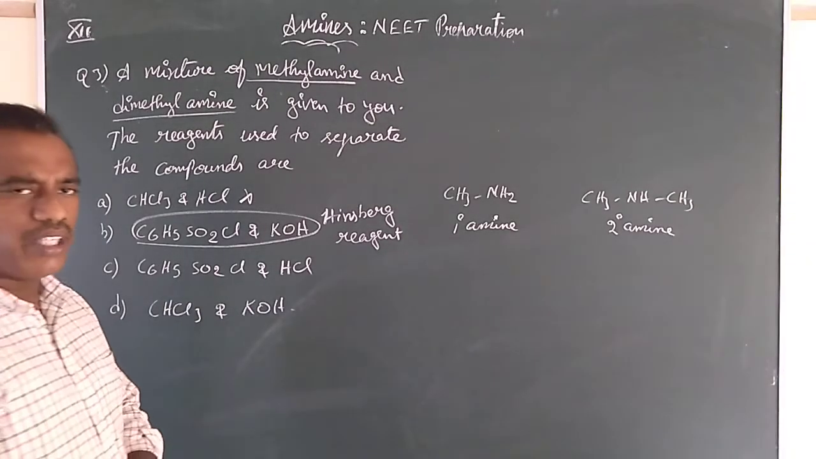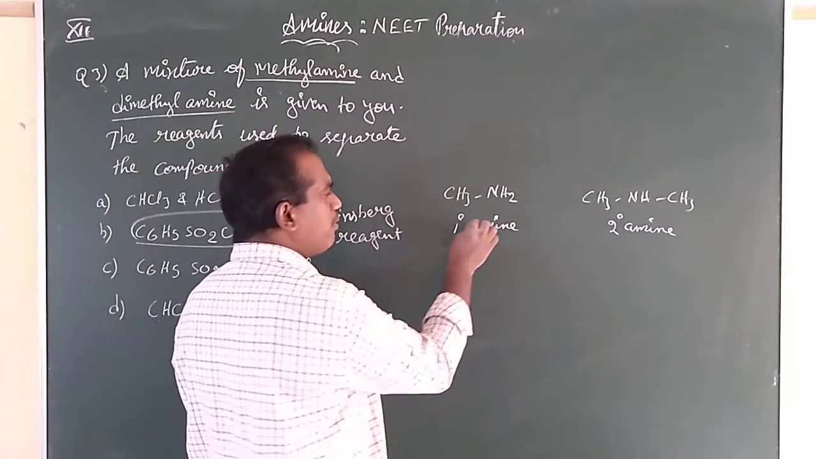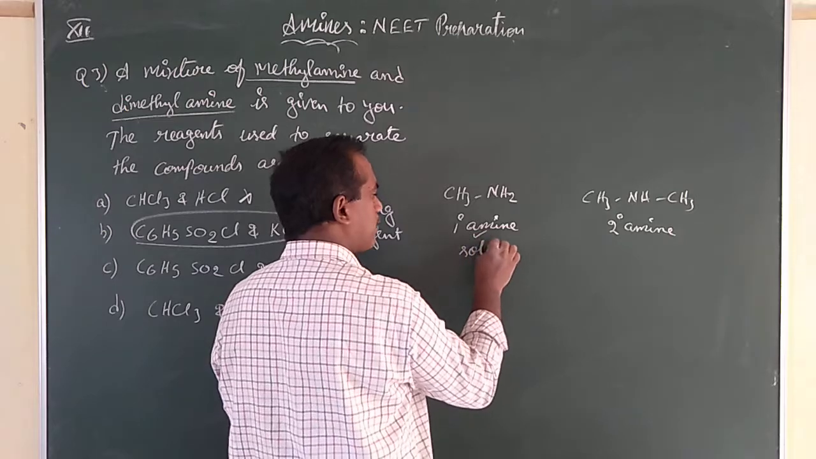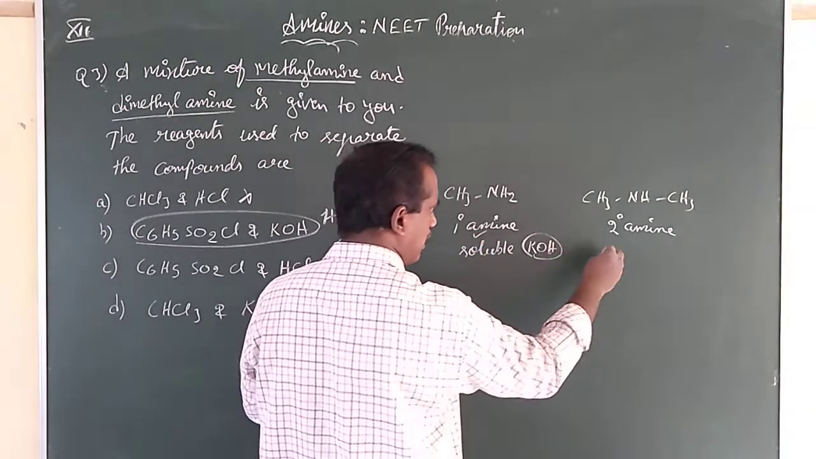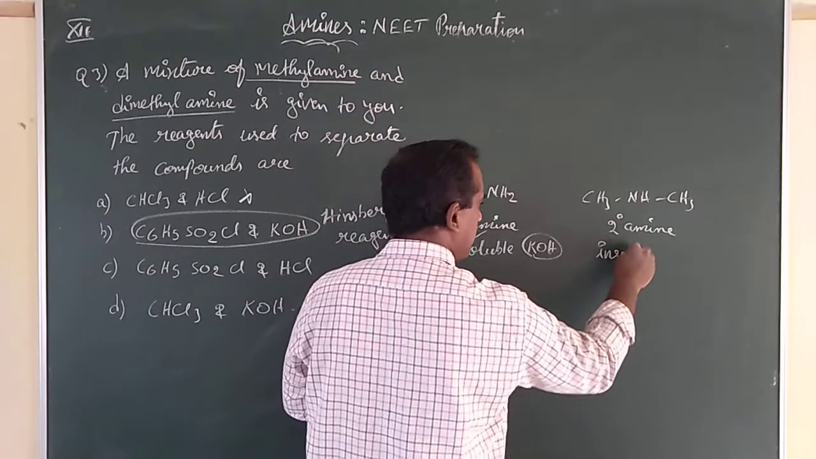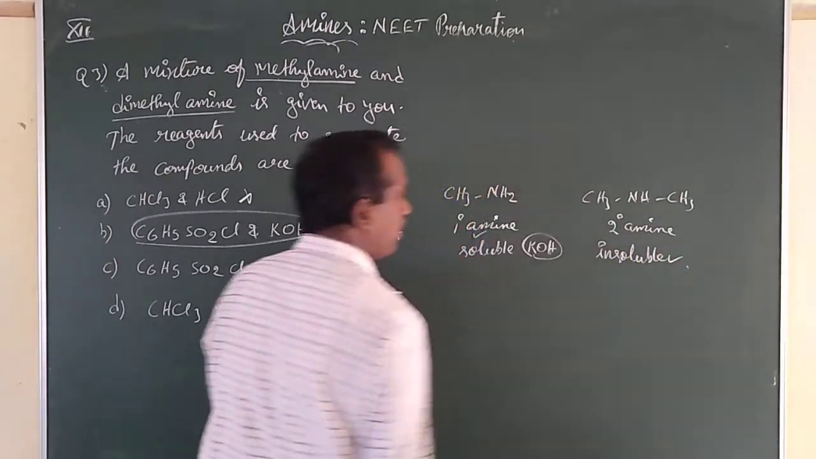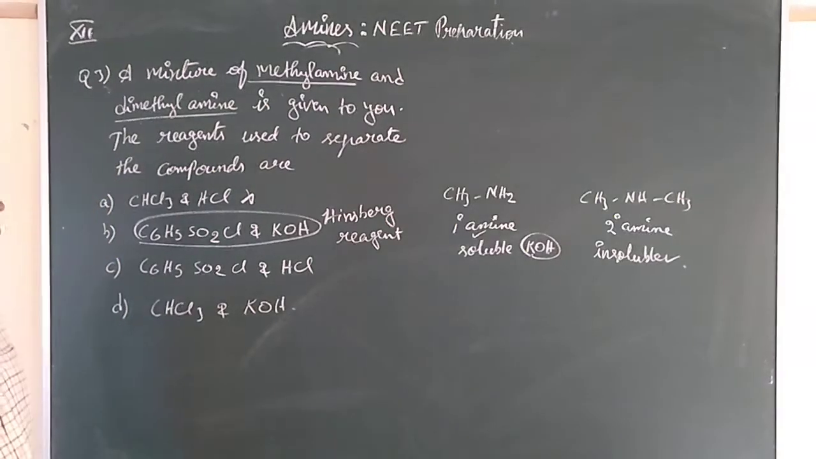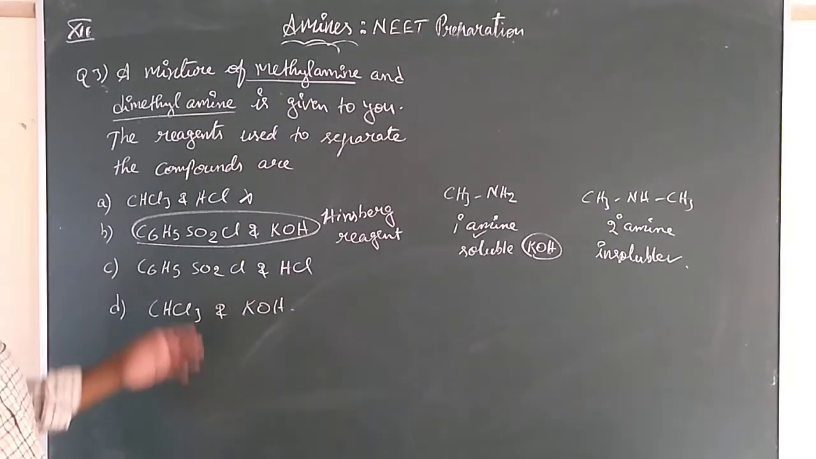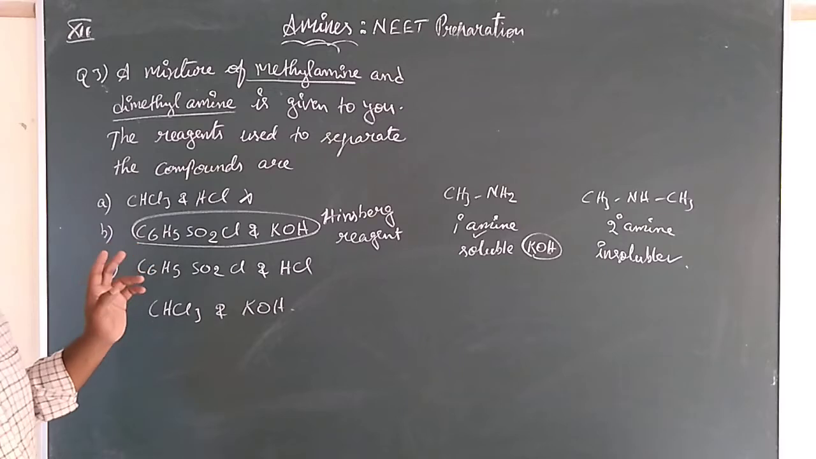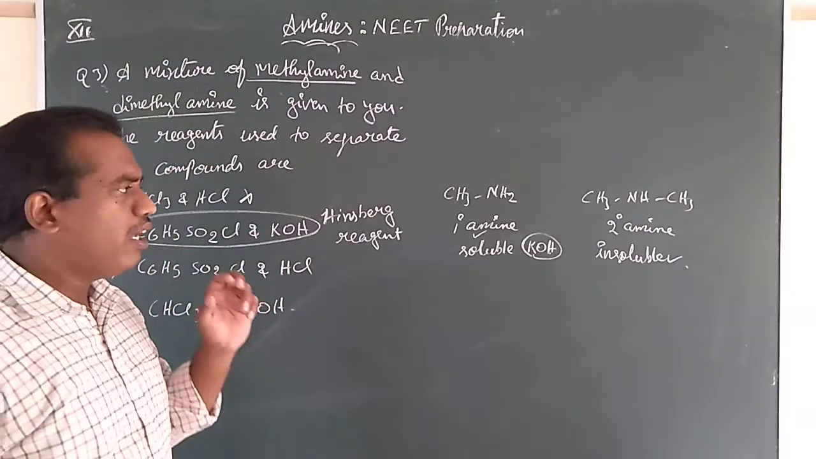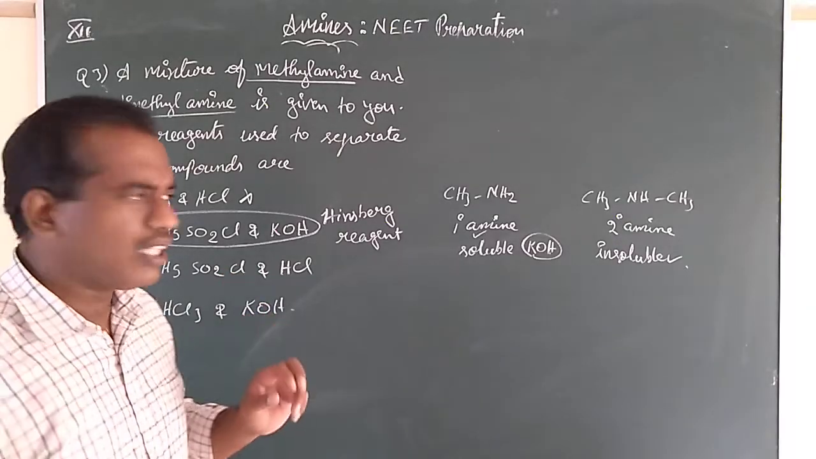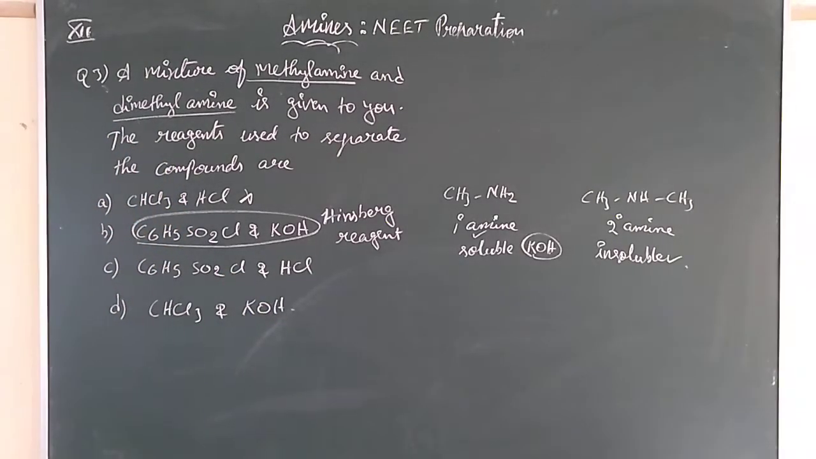Yes, when you react Hinsberg reagent, primary amines are soluble in the base, that is potassium hydroxide, whereas secondary amines are insoluble in the base. By this we can distinguish the primary and the secondary amine, or we can distinguish between the methylamine and the dimethylamine. So whenever any name is given, first you write it in the form and try to find out which kind of amine is that, and you can get the reagent that is used to distinguish between them.